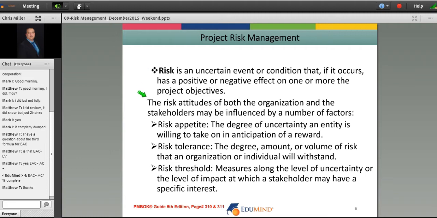So the risk attitudes of both the organization and the stakeholders may be influenced by a number of factors. Let's take a look. Risk appetite, the degree of uncertainty an entity is willing to take on in anticipation of a reward. Can you guys think of an example for risk appetite? What do you guys think?